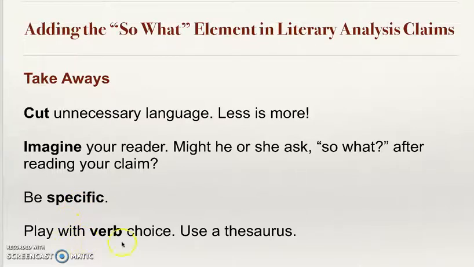And then just as a general tip, play with your verb choice. When you start moving verbs around and trying out different verbs, you'll really see how it changes the focus of the sentence. So I highly recommend that you play around with your verb choice as you're trying to revise your topic sentences. Okay, that's it.